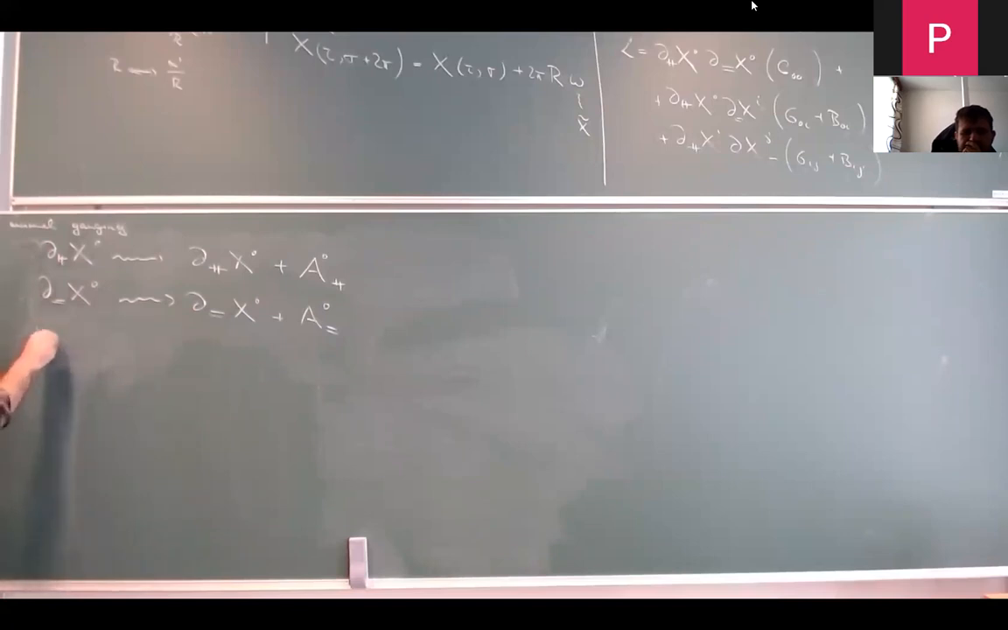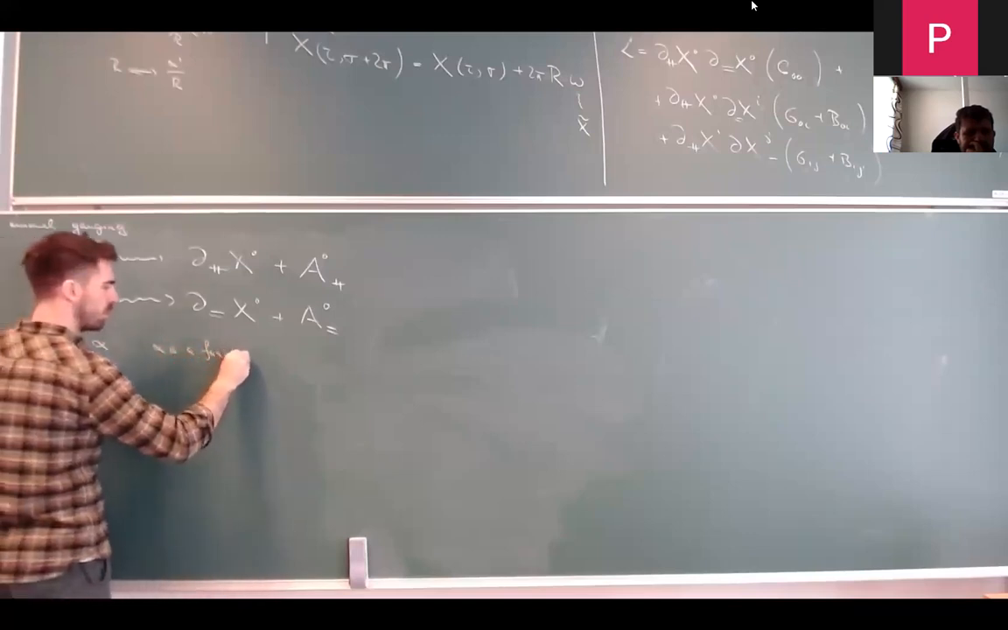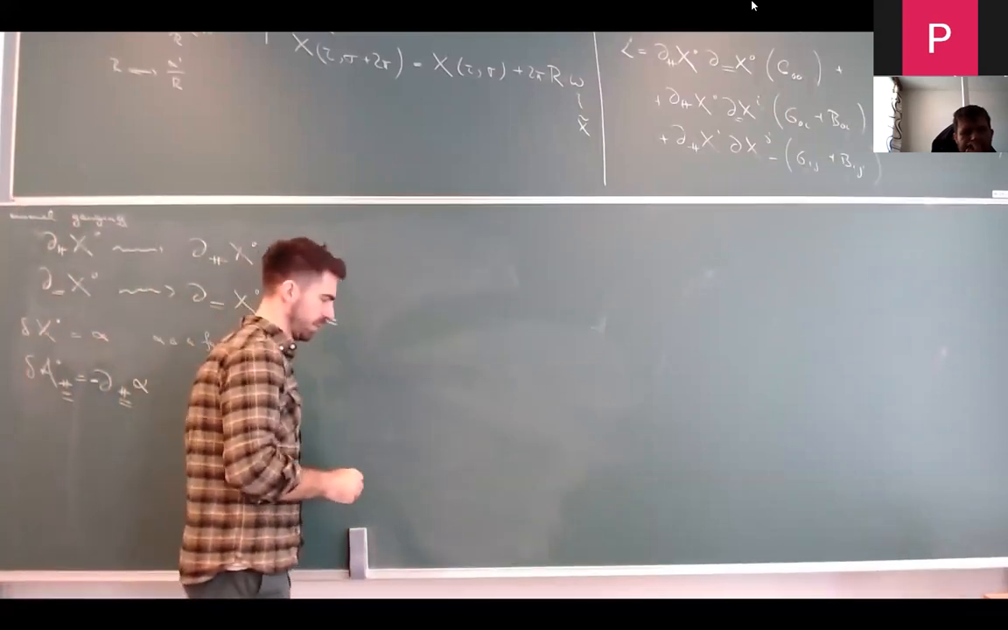Now, if I make X0 transform with this function alpha, then I better make my gauge field A0 transform accordingly, as A0 plus or minus the derivative of alpha. This way everything will cancel out and we still have a symmetry in our Lagrangian.